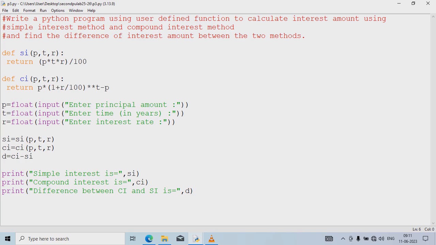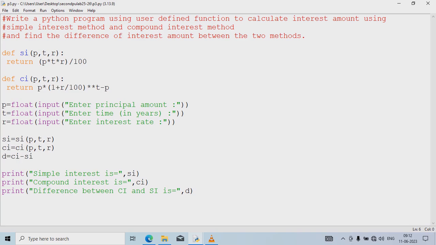First I will tell what simple interest is, why it is used, what compound interest is, and why it is used. Normally if you go to a bank or any other financial institution to take a loan or to keep a deposit, they will charge interest. Simple interest means there is no compound interest in that. Simple interest means they will give you or charge you interest only based on the interest rate. There is no compound interest on that.